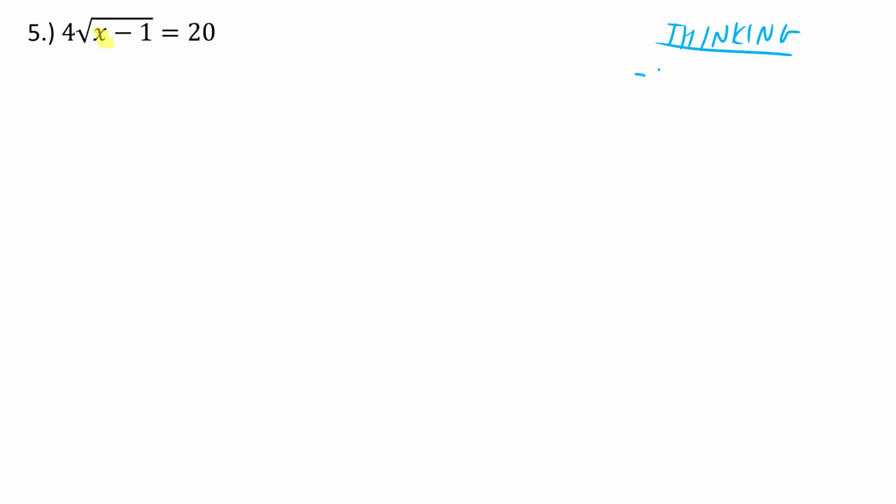So we are subtracting 1, then we're square rooting, and then we're taking that whole thing and multiplying it by 4. So how do we undo it? Well, we're going to start by dividing by 4, and then we're going to square it, and then we will add 1. I don't know why I wrote the word add there. No idea.